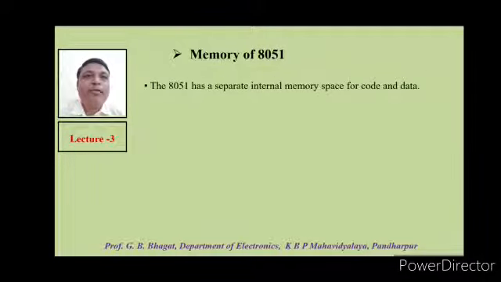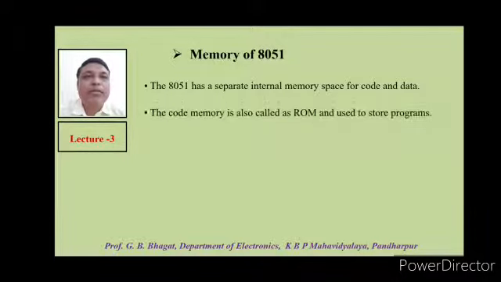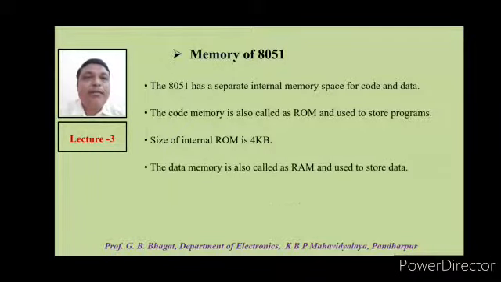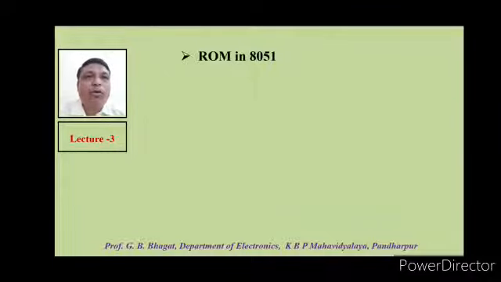The 8051 has separate internal memory space for code and data. The code memory is also called as ROM and it is used to store the programs. The size of that internal ROM is 4 KB. Then the data memory is also called as RAM and it is used to store the data. The size of internal RAM is 128 bytes in this 8051 microcontroller. Let us see ROM in detail.